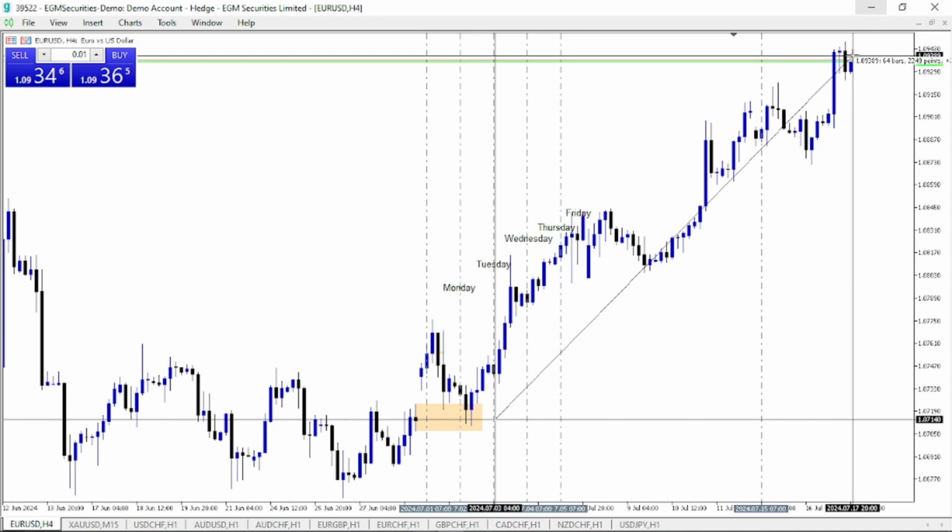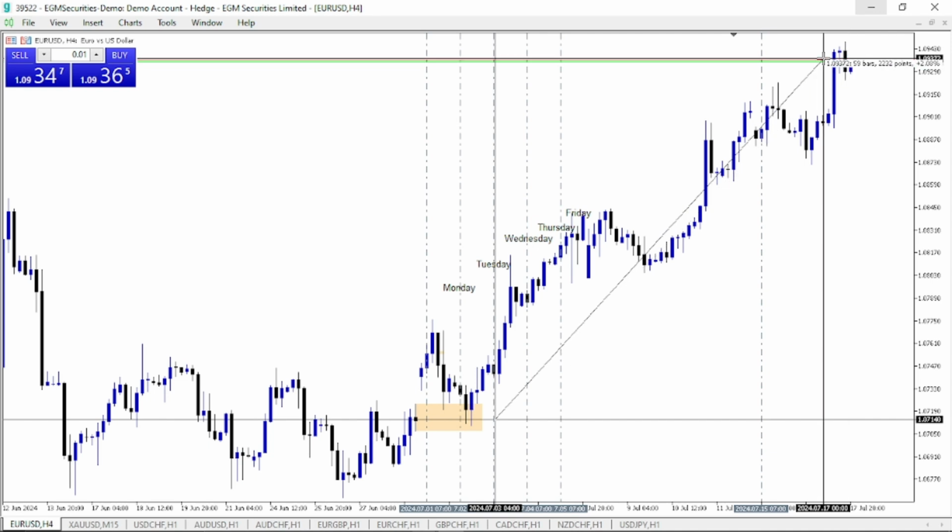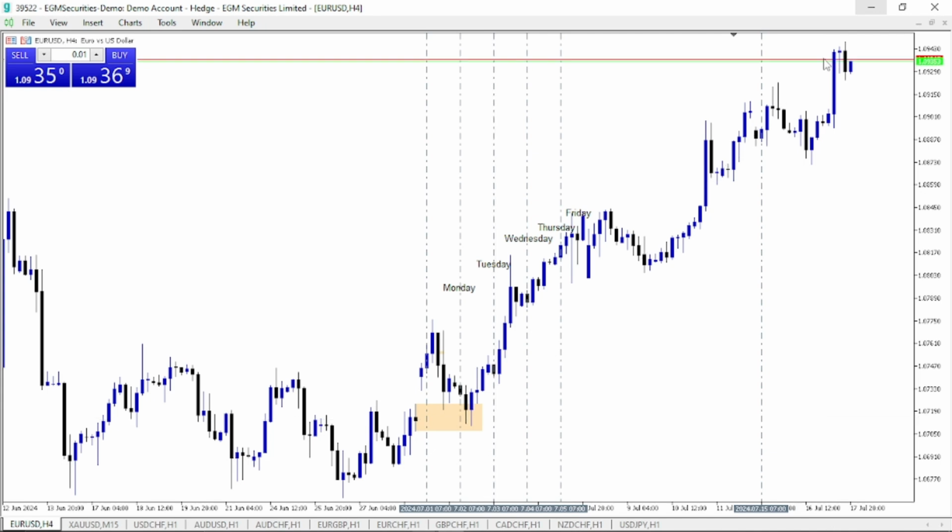For now, we have a range of 2,232 points. That is roughly $22 with 0.01. Now you can literally see the perspective I'm saying. So the market only does two phases. It is only distribution or accumulation. Then the market rallies up.